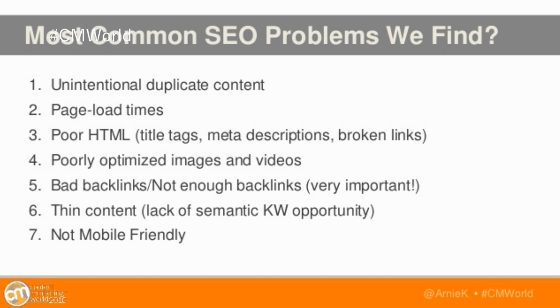I'm going to walk through each one of these as quickly as I can. The most common thing we see is unintentional duplicate content. Next is slow page load times. Poor HTML tags, so title tags, meta descriptions, and so on. Poorly optimized images and possibly videos, depending on how you're hosting your videos. Bad backlinks or not enough backlinks, and backlinks are still critically important to showing up high in the search engine results. Thin content, and what I'm going to focus on today is basically this one: lack of taking advantage of semantic keyword opportunities. And then lastly, which has appeared in the last couple of years, not being very mobile friendly. So I'm going to quickly walk through each one of these.